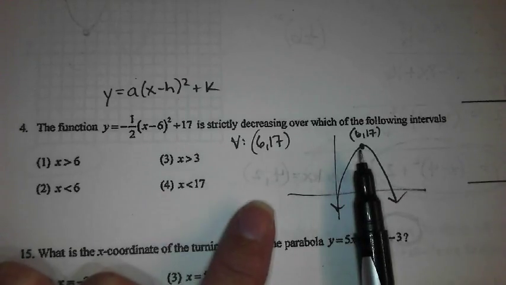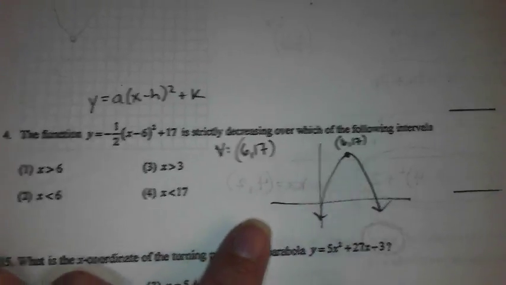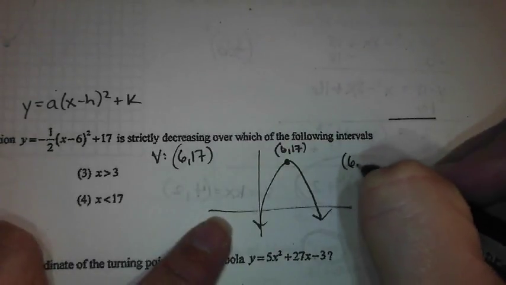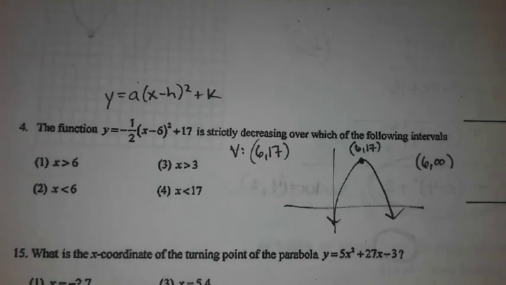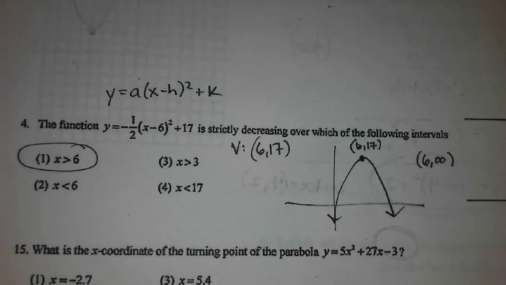Not technically right at 6. So from an interval notation, we'd say it's decreasing from 6 to infinity. Well, which one of these says 6 to infinity? 1, greater than 6. Okay?